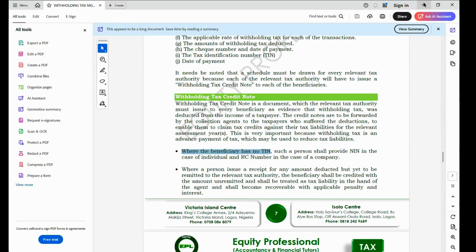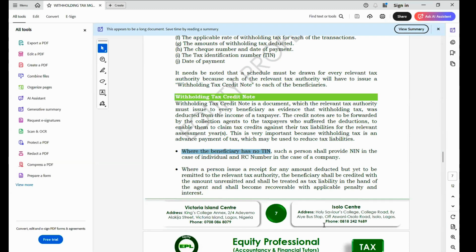So, as I was saying, that withholding tax credit note is where the taxpayer does not have a TIN number when you are doing that schedule. Such a person shall provide a NIN. So you are going to use NIN in the case of an individual, national identification number. Then you also use RC number in the case of a company. So that is for the process of payment of the withholding tax, where the taxpayer does not have a TIN number, as I was explaining.